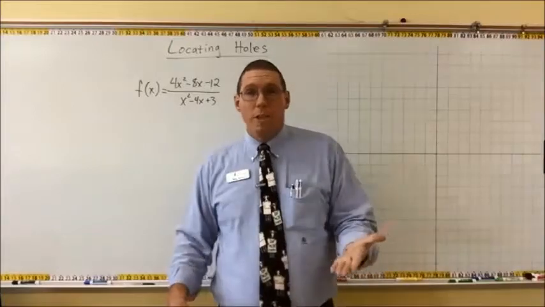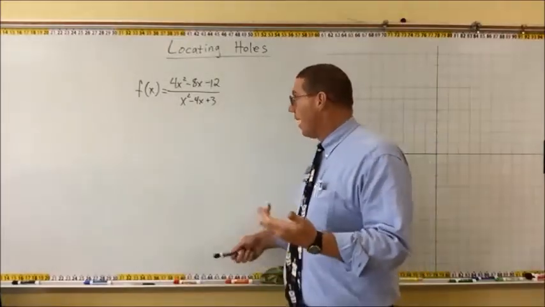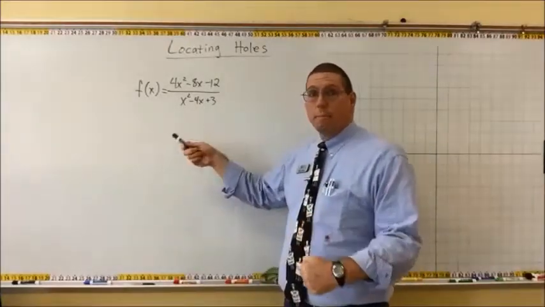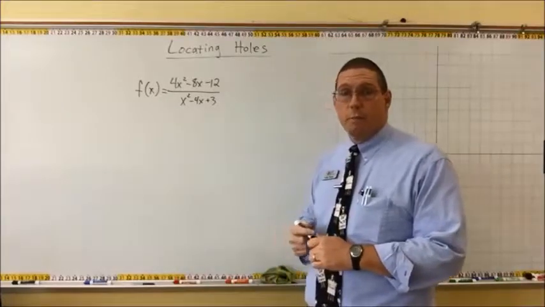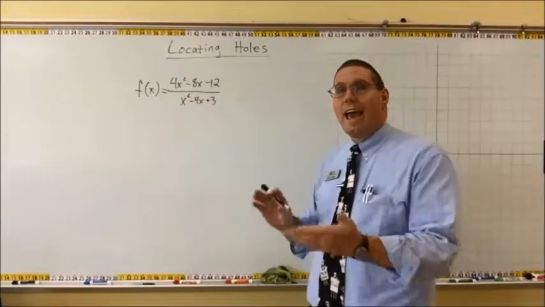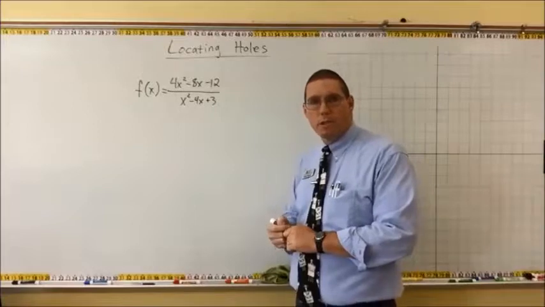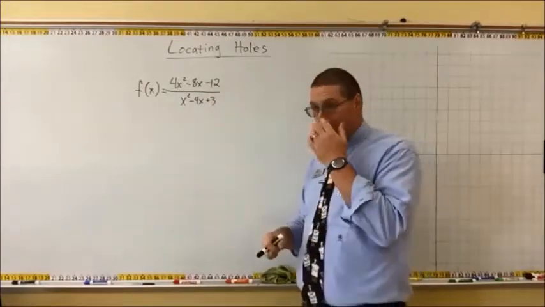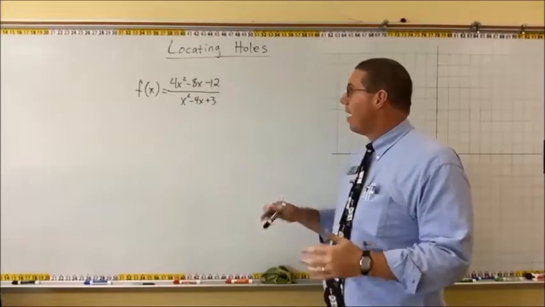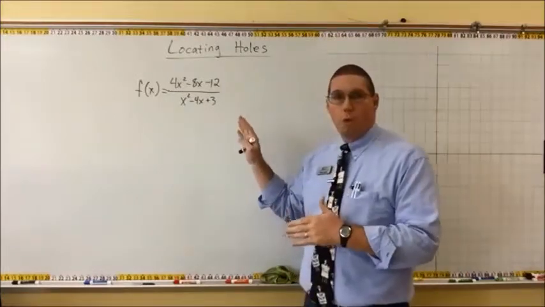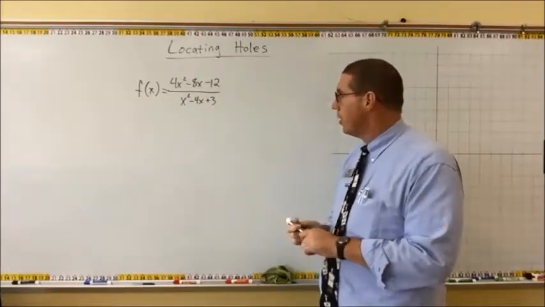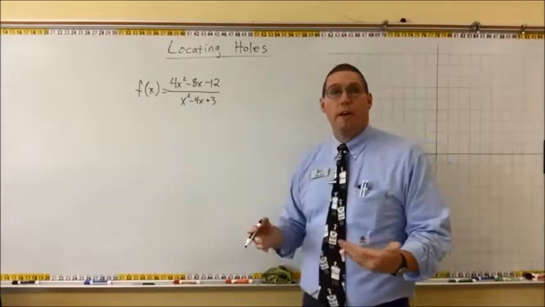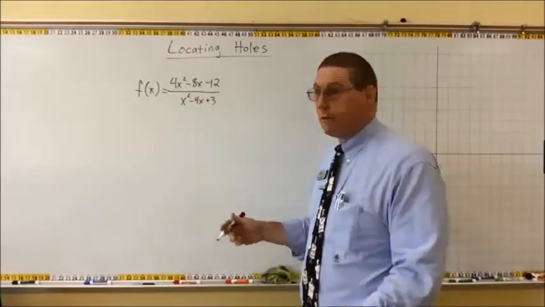And so, really it's just a matter of taking the x value and plugging it back into the function, but you have to plug it in after you have crossed out the factor. So let's say we have this rational function and we want to identify where all of the holes are in this function. Okay, so the first thing we want to do is factor the rational function.